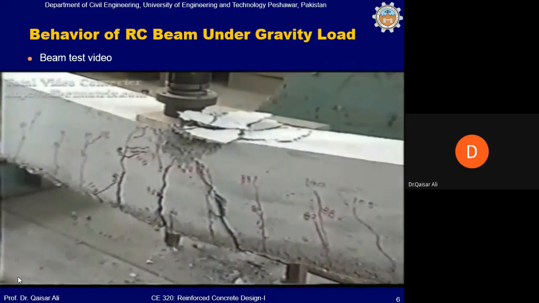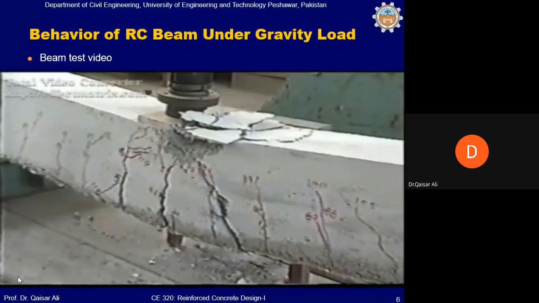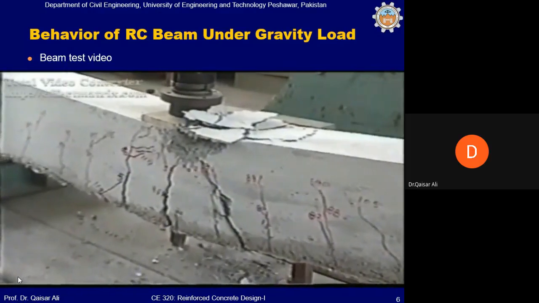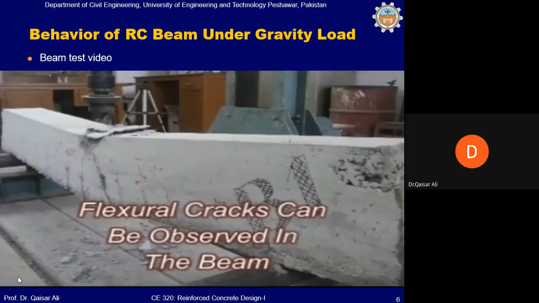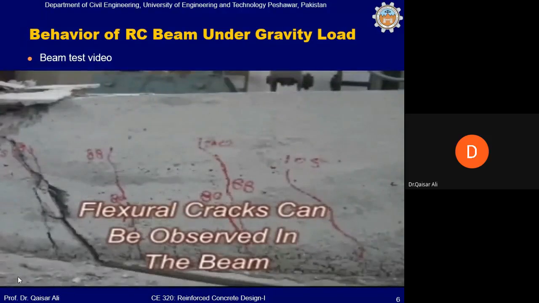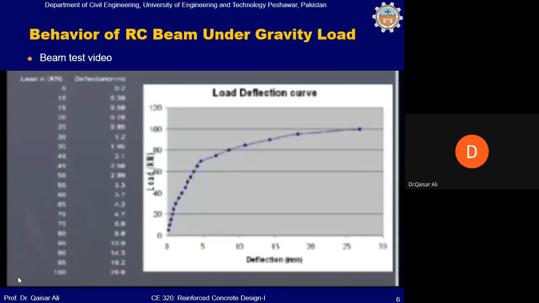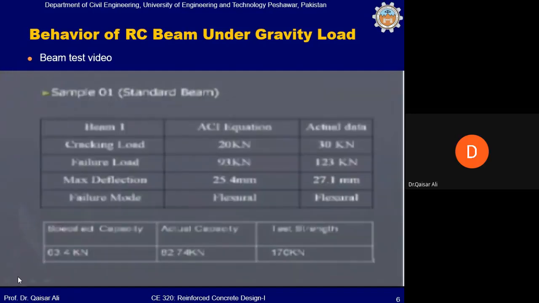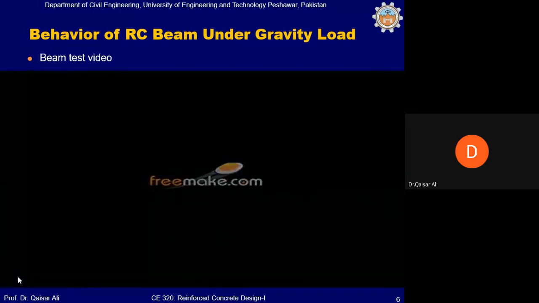You can also see now a substantial deflection of the beam, which is very visible. The beam still didn't collapse, or by the collapse, I mean to say that the beam did not split into two pieces. Okay, the beam was still hanging, and this is the final outcome of the test.